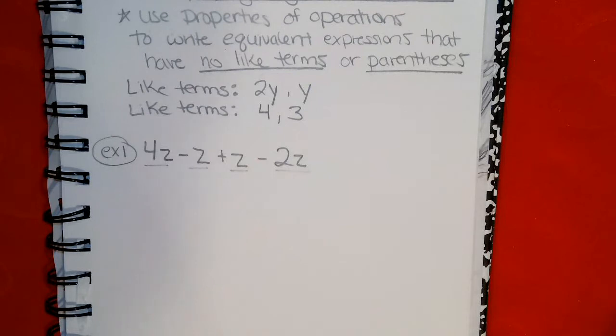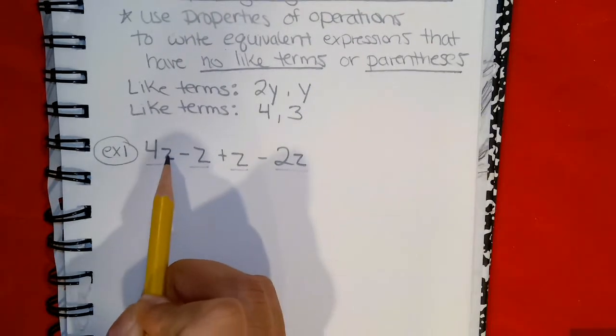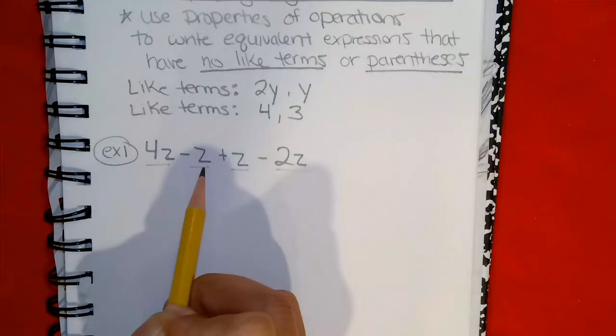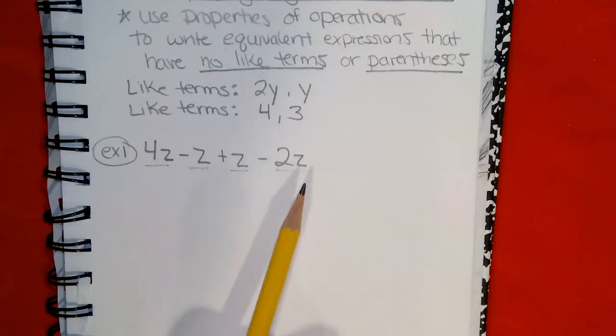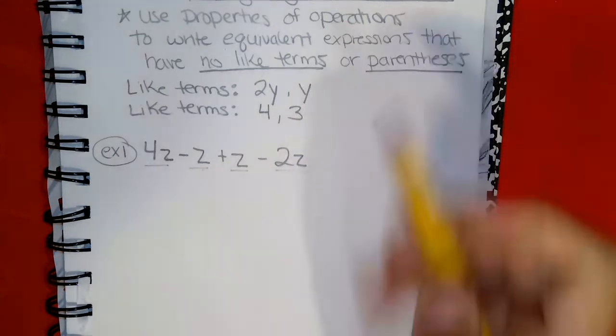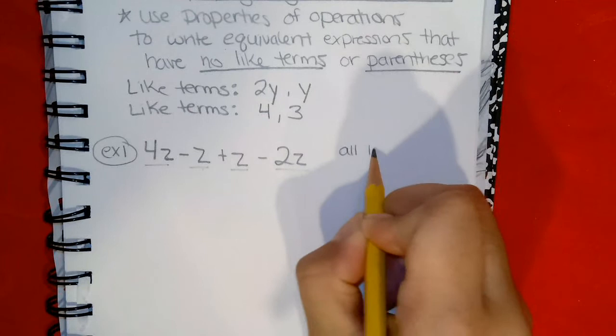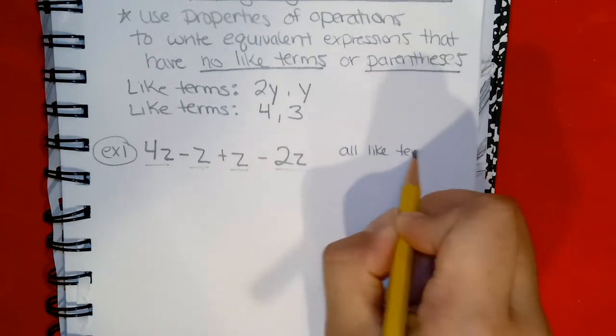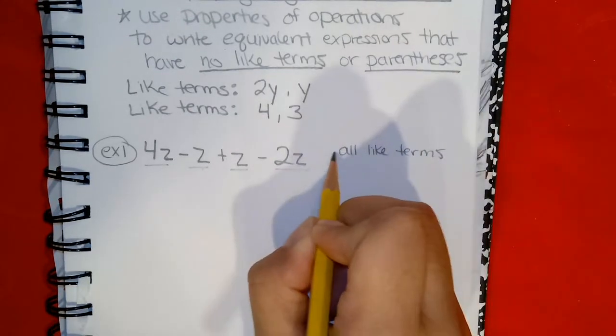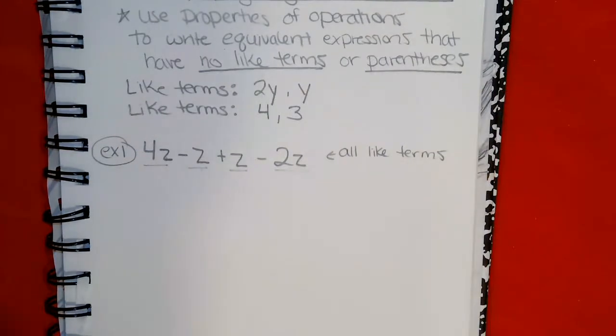And now I'm going to see which terms are like terms. Do they have the same variable? Are they just a whole number? So I see term 1 has a z, term 2 has a z, term 3 has a z, and term 4 has a z. So these are all like terms. So in this example, they're all like terms. Okay? So what do I do to simplify this? How do I make this easier to read? I combine all of the like terms.